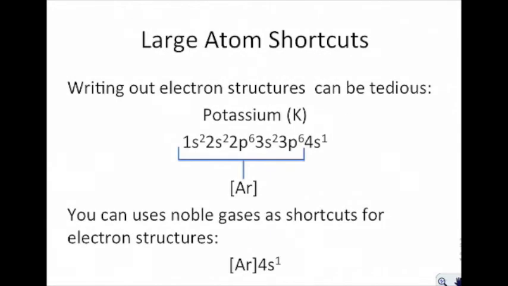So as an example, you can also do shortcuts. Shortcuts are going to make a lot of sense, especially whenever you have very large atoms. So you see this is the electron structure of potassium, but this right here represents a noble gas. You can only do it for noble gases.